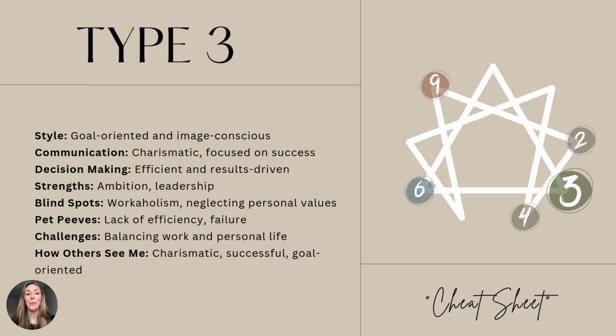As far as a type 3 cheat sheet goes, type 3s are very goal oriented. They are aware how others view them, and they're very good at reading a room. 3s will walk in and naturally understand how to position themselves. Now, unlike a type 2, where type 2s will shapeshift in order to build a connection with others, 3s might shapeshift, but it's more from the perspective of how do I present myself in a certain light based on the audience I'm in front of.